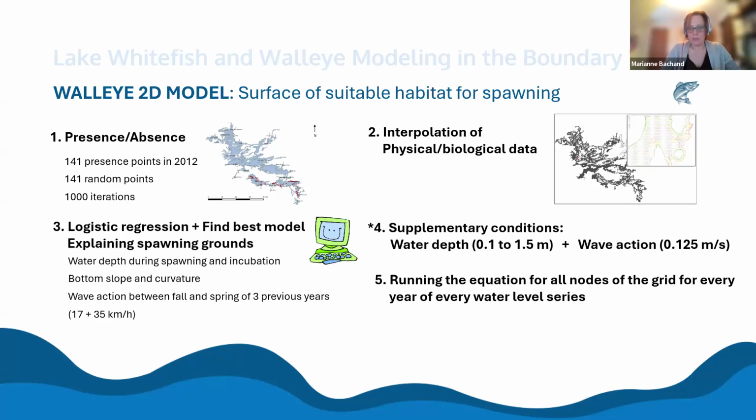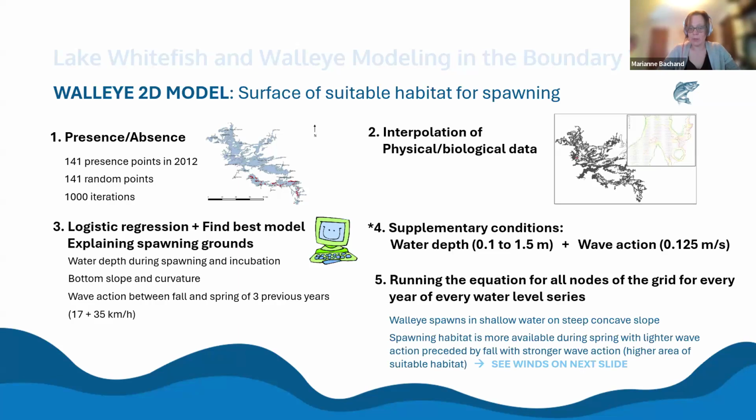Having those equations and those conditions, we run that equation for every year at every node for every scenario. So at that time, we ran it for the 1970 rule curve, the 2000 rule curve, the state of nature, and for the measured time series.